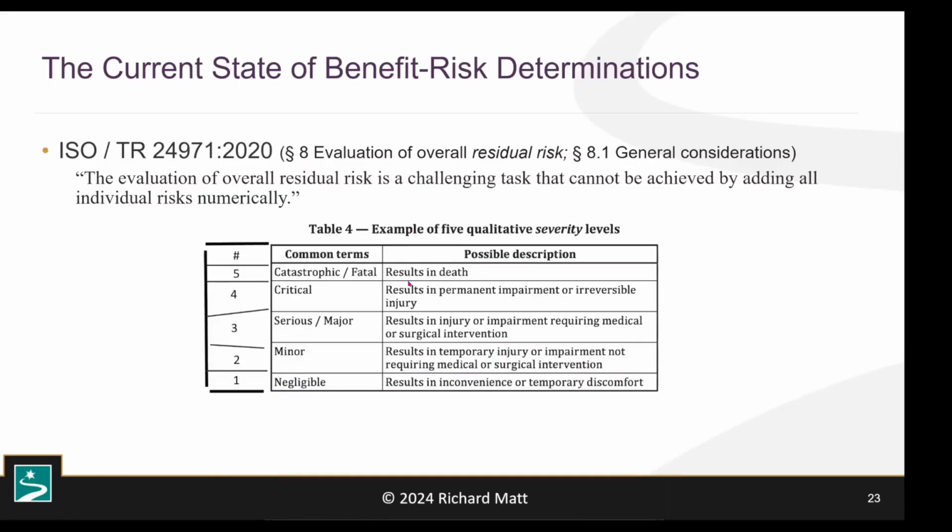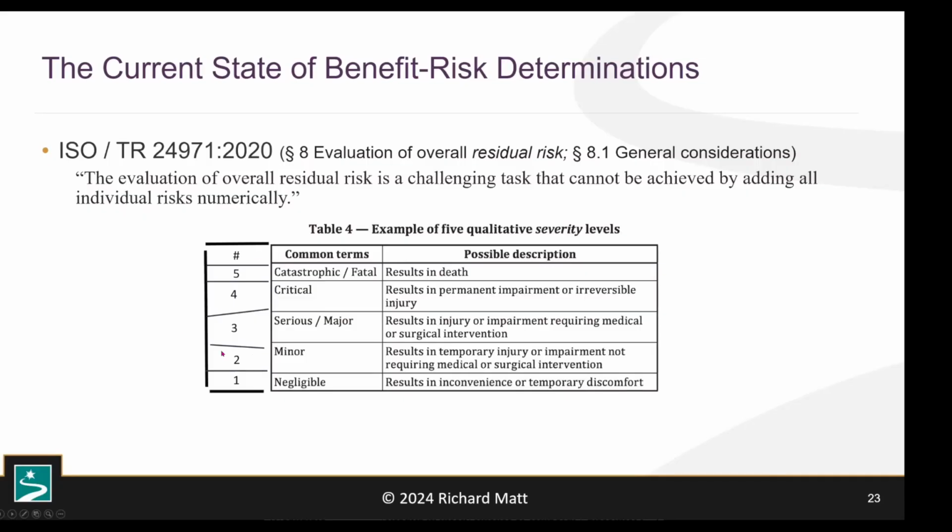And I created this. This is a table from 24971 that's commonly used, will be familiar to lots of people, of severity levels. I made a kind of rickety scale on the left here, where I've assigned numbers, which is what most people do. They'll assign 1, 2, 3, 4, 5 to the 5 categories. And the reason they say here that you can't achieve an overall evaluation of residual risk by adding numbers is when you assign numbers like this, you're creating a linear association that doesn't exist.